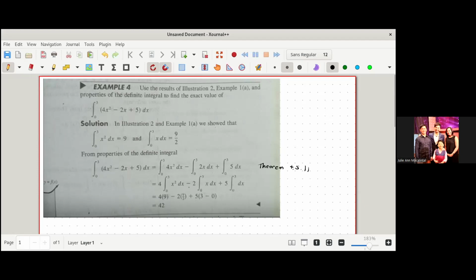Tapos, yung fact na mailalabas mo yung constant, tingnan mo yung 4.5.10. Tapos, footnote, ano ba yung full statement ng mga yan? So, from here, let's call this equation 1. Call this equation 2, 3. Para siyang, alam mo yung two-column proof?